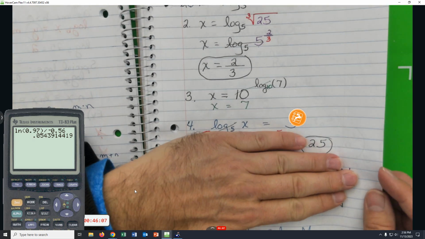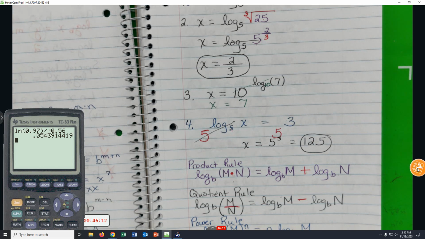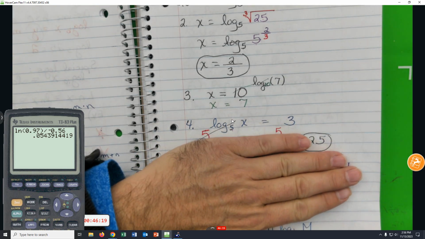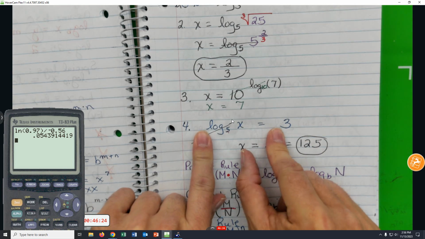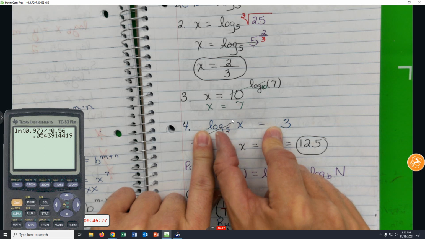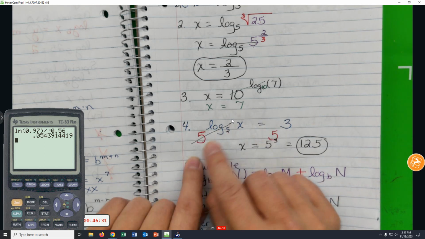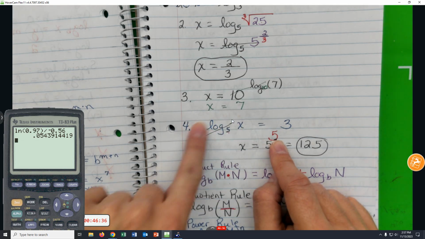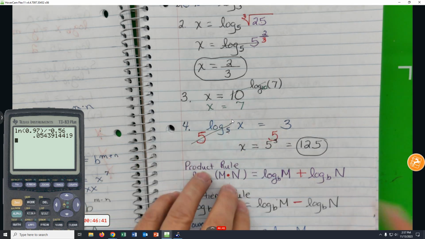This was problem 4. Okay, problem 4 looked like that. Log base 5 of x equals 3. To get the x by itself, to cancel out this logarithm, do y'all remember what we did? Whatever the base of the logarithm is, stick that as a base on each side, and it cancels out. And then that leaves you x equals, in this case, 5 to the 3rd.